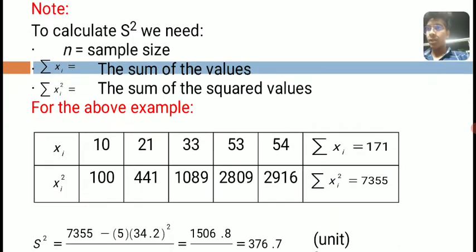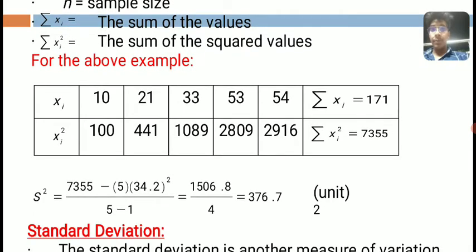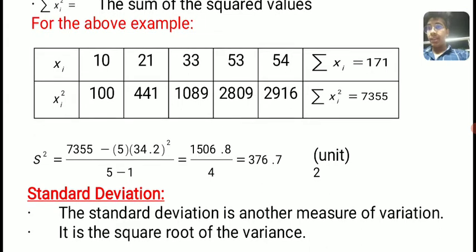So from the note, we have to calculate s square. We need n, which is the sample size, summation of xi, which is the sum of the values, and summation of xi square, which is the sum of the squared values. From the previous example, xi is 10, 21, 33, 53, 54, and the summation of xi is equal to 171.